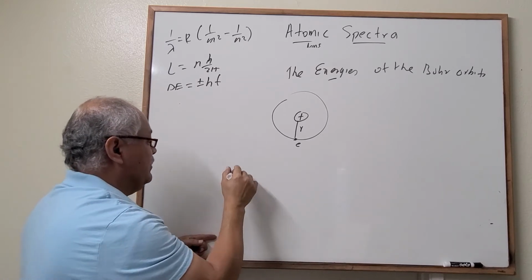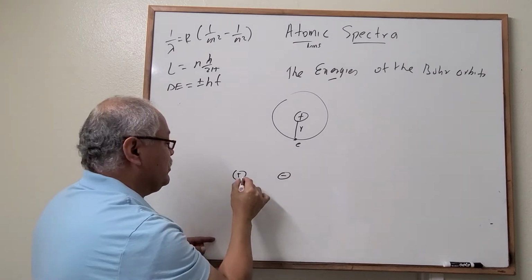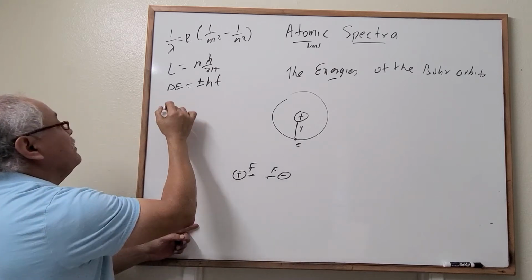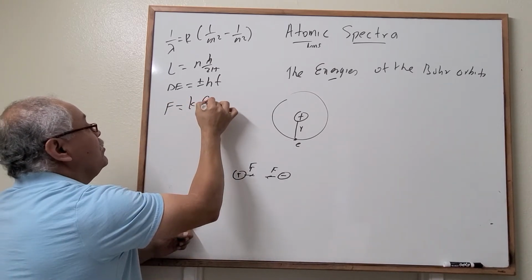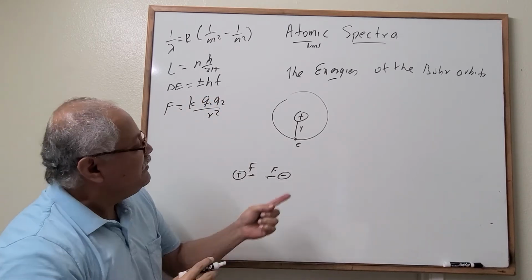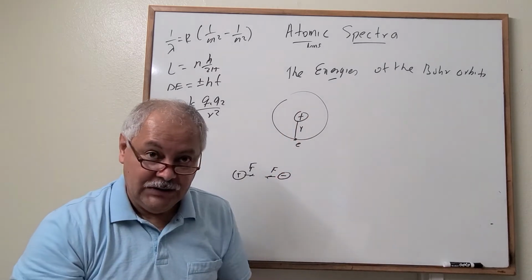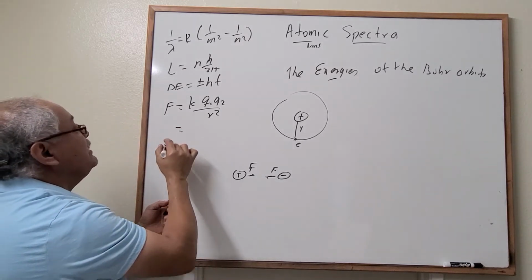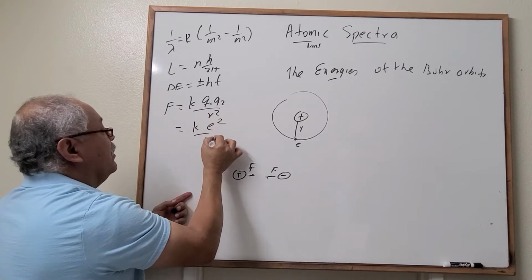It's the same thing as having two charged particles, right? One is positive, one is negative. What do we have? We have an attractive force, according to Coulomb's law. That force is equal to what? Force is equal to a constant K, Q1 Q2 divided by R squared. Because we found that they have the same magnitude, correct? So we can represent this as K e squared divided by R squared.